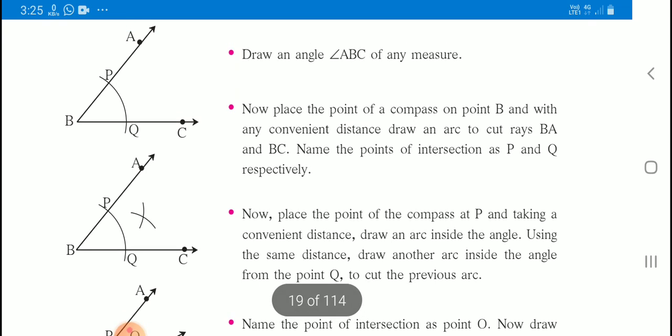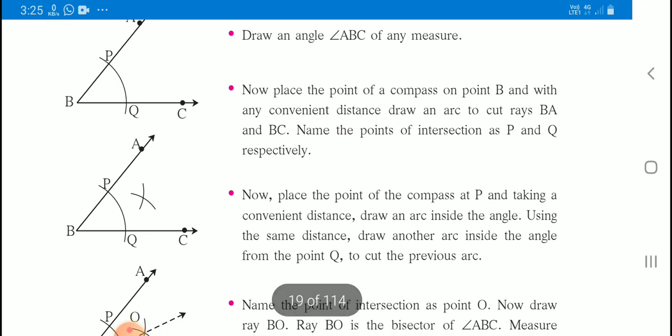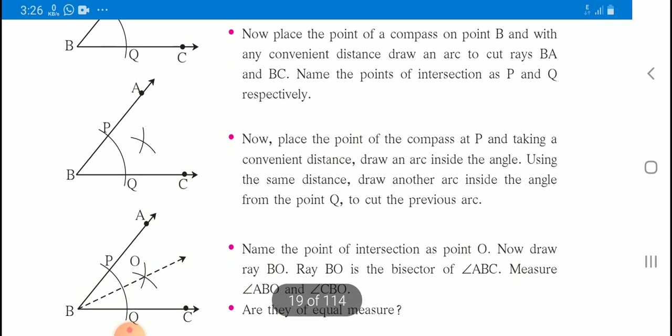Now next point, place the point of the compass at P and take a convenient distance. You have to take a convenient distance, which means it should not go out of the angle. That much distance you have to take in your compass. Then draw an arc inside the angle. Using the same distance, draw another arc inside the angle from the point Q to cut the previous arc. Both arcs will cut each other.